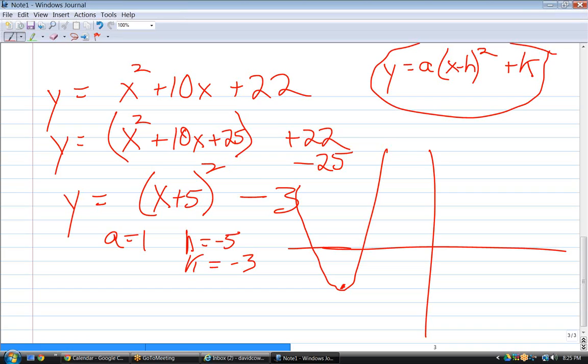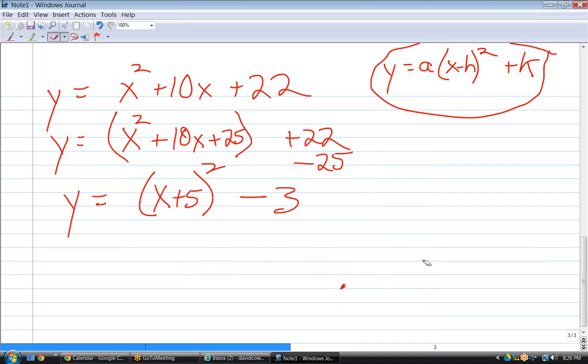I could easily figure out 3 points, but all they said is get it into vertex format, and we did. In fact, I didn't really need to do that part right there. Once I got it to there, I'm in vertex format.